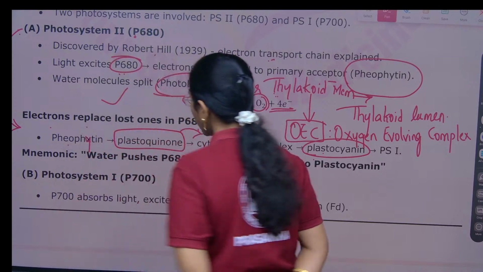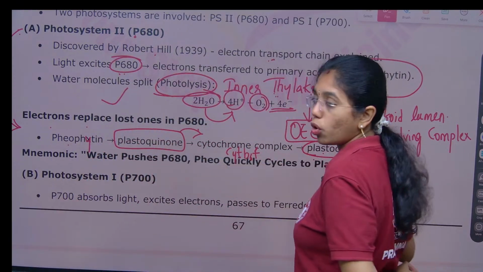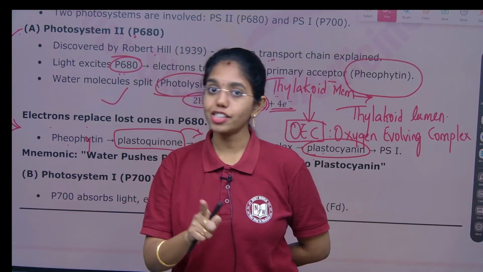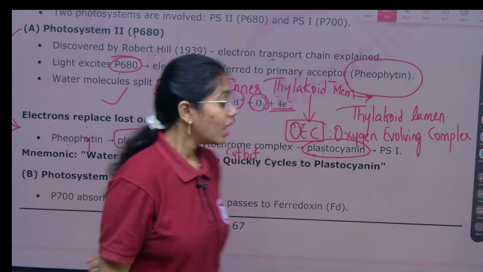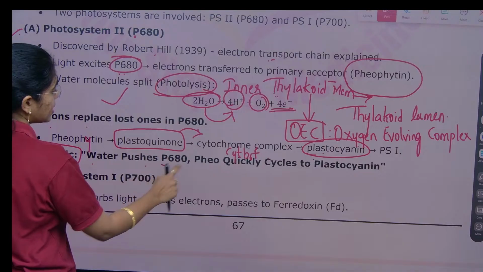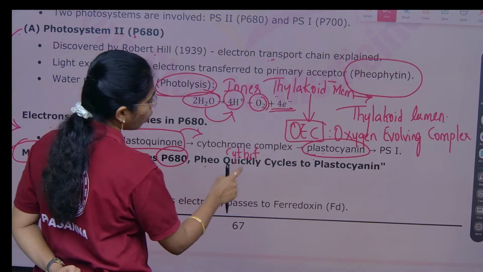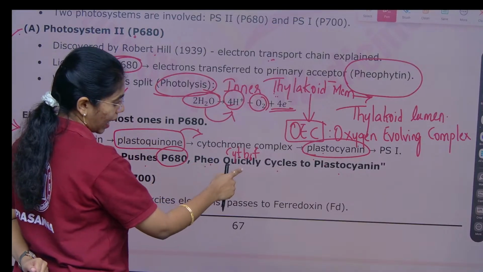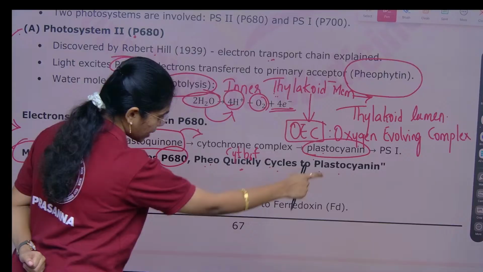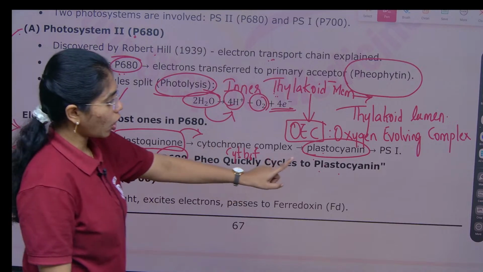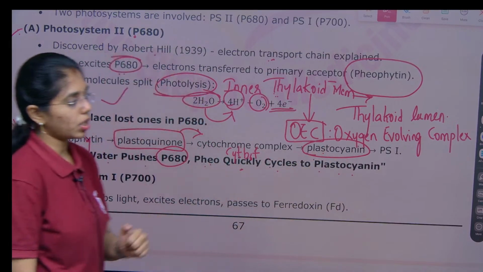Now you can remember this electron flow with a mnemonic. I am again saying, mnemonics are just to remember the answer, not to be presented in the exam. The mnemonic you see here: water pushes P680, pheo quickly cycles to plastocyanin. Pheophytin, cytochrome B6F complex, and then plastocyanin. Water pushes, that is photolysis of water, pheophytin and cytochrome B6F complex, plastocyanin, all are mentioned in this.